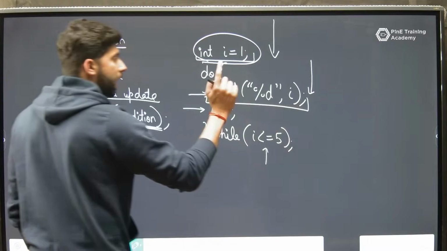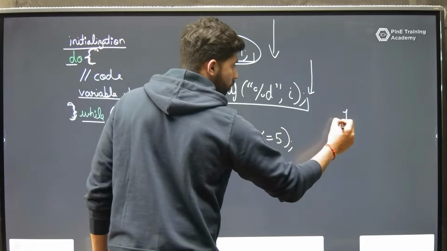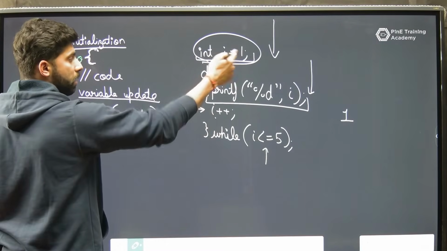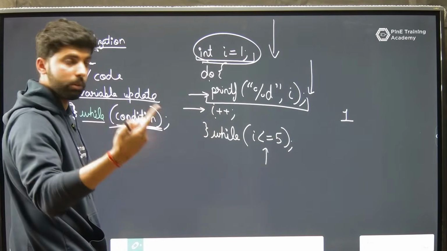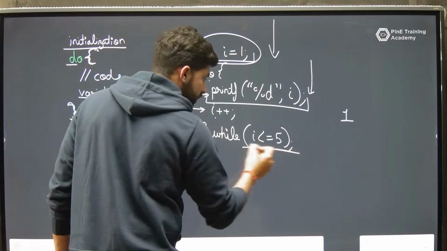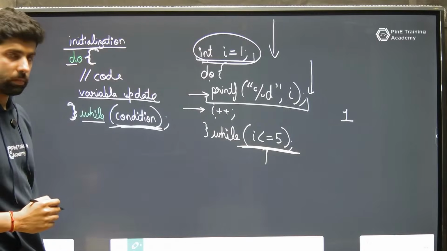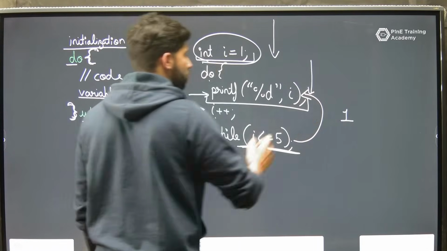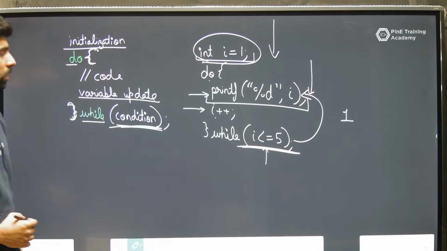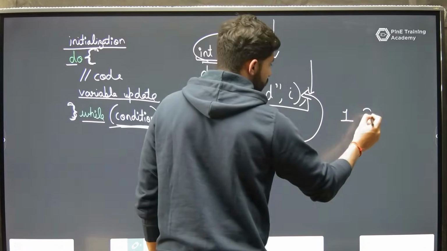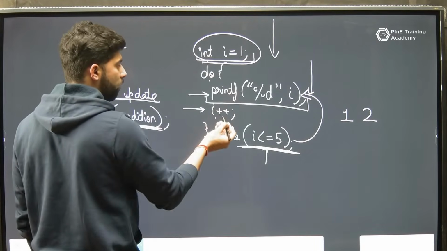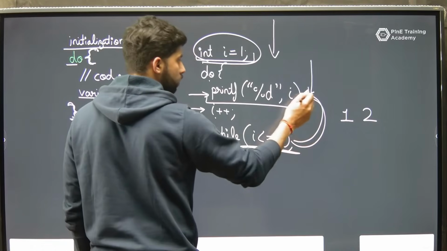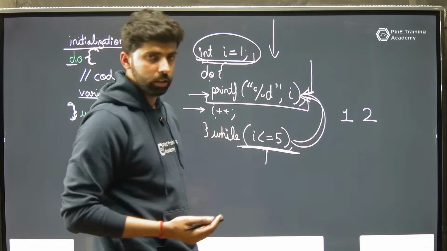So we will execute this statement. It will print 1. We will do i plus plus, that means i was 1, but after this statement it will become 2, and then we will check the condition. If the condition is true, we go again to the first statement, and again print. Then we do i plus plus. We check the condition. If it is true, we again go to the first statement and so on.